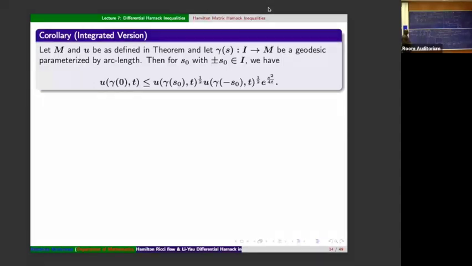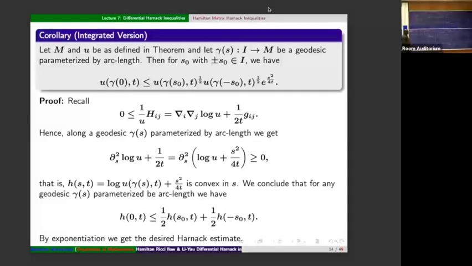This is the integrated fashion. It is proved the same way. So if I satisfy the theorem, and you have this curve, which is now a geodesic because our manifold is a geodesic manifold parameterized by Harnack length, then you have a point S0, which can be taken plus or minus S0 from this I. We can show this. So gamma of 0 is a point, and gamma of S0 is a point in the manifold. This gamma of S is a curve which defines a geodesic on the manifold.